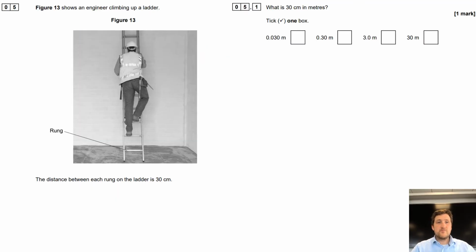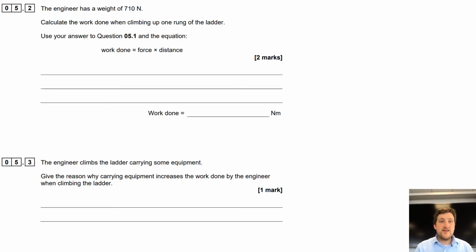Okay? We then have a lovely engineer climbing a ladder. The distance between each rung is 30 centimeters. What is 30 centimeters in meters? Well, to convert from centimeters to meters, we're going to divide by 100, and that equals 0.30. And then we have again, use your answer.